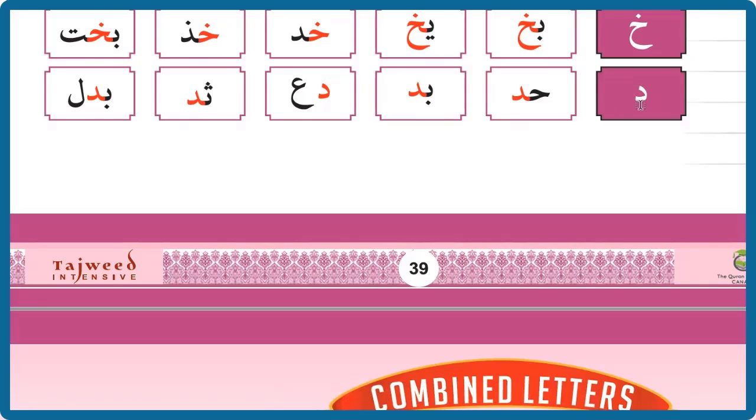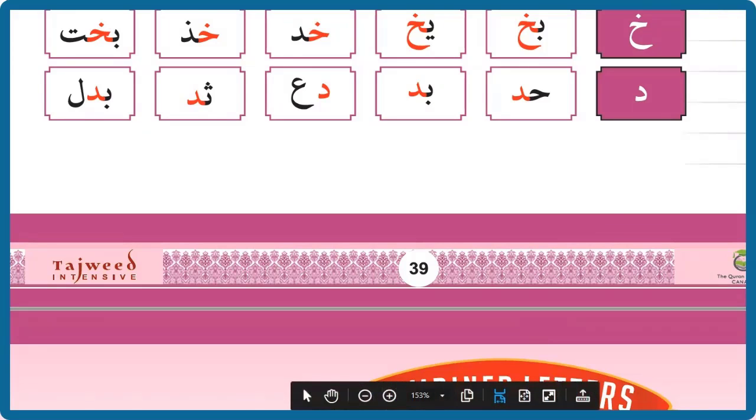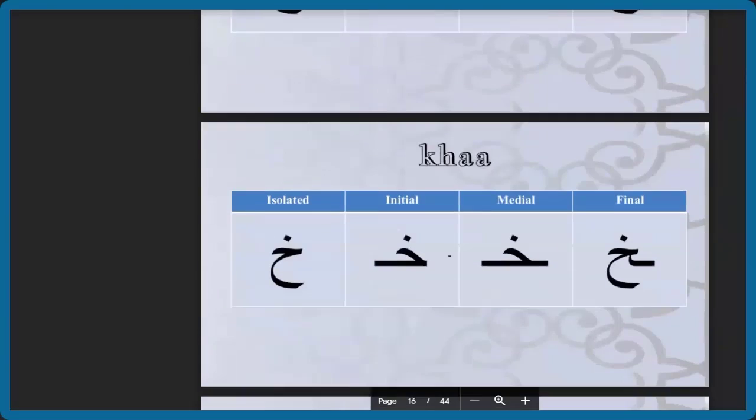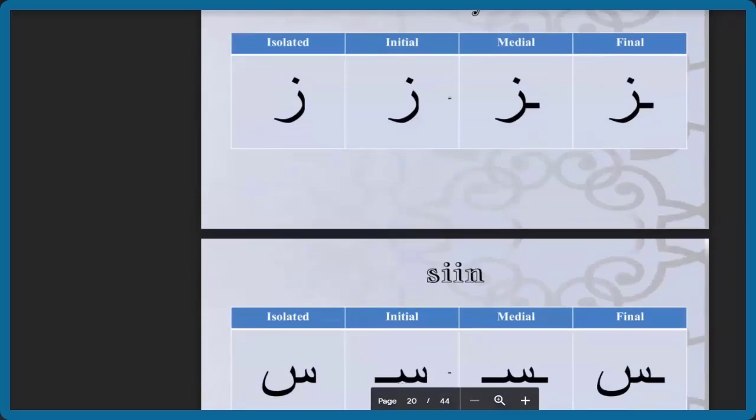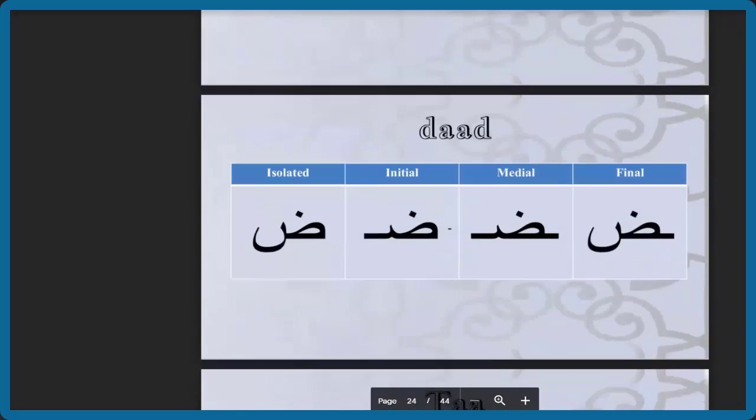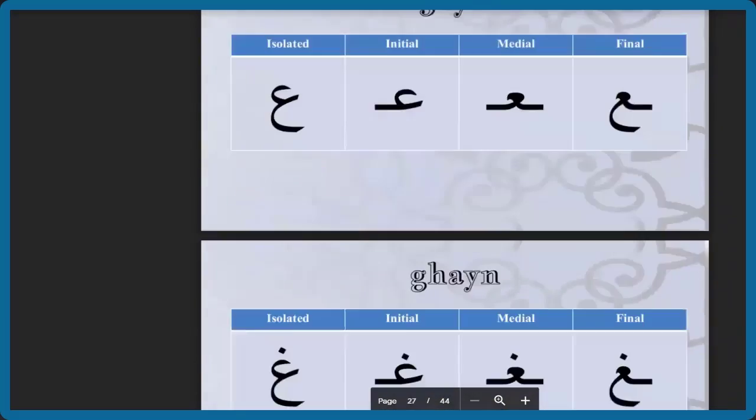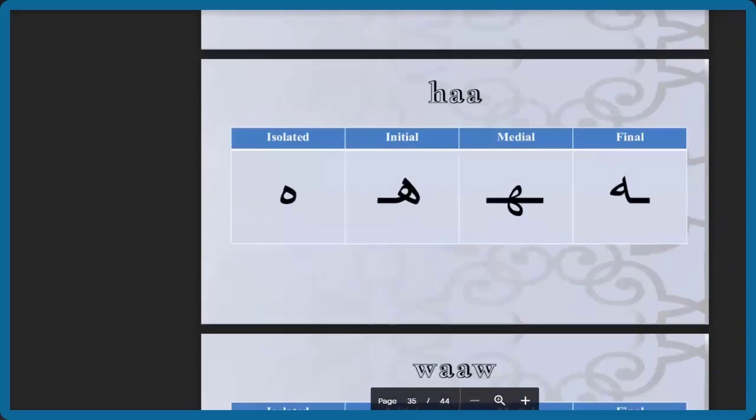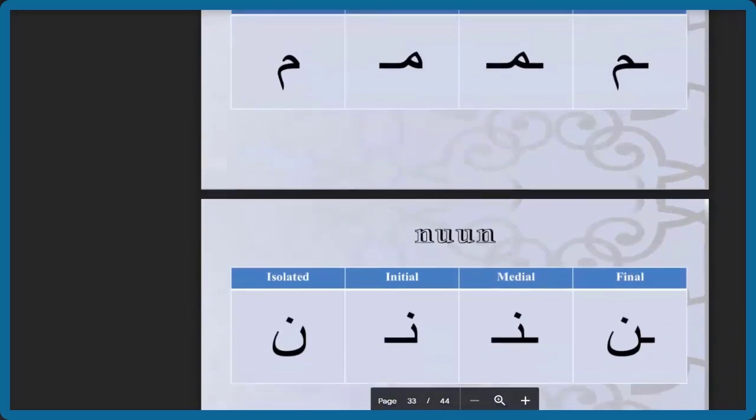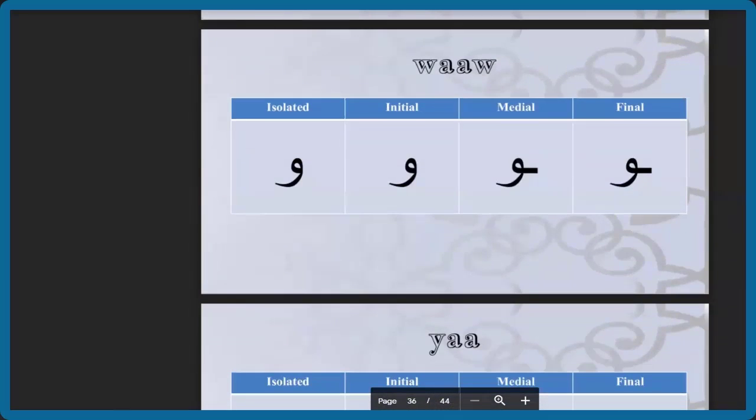The next letter is dal. You can see the mouth of a Pac-Man, right? So we can revise the different shapes of dal. I think I keep getting the shape of dal and waw mixed up. Yeah, so you can see that this is dal, right? And waw would be waw. Yes, this is waw. Okay.